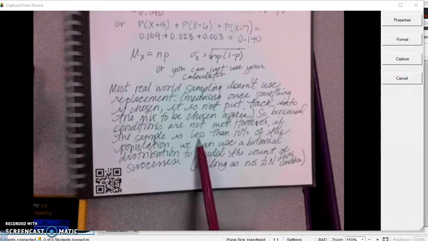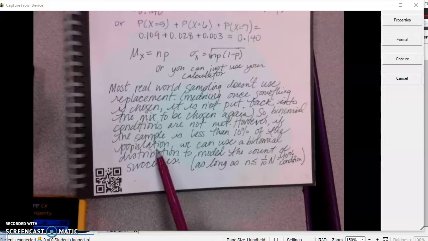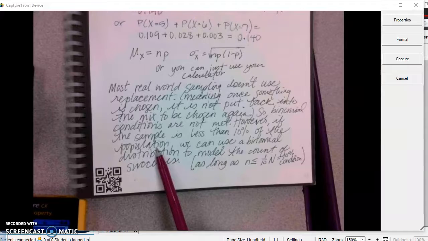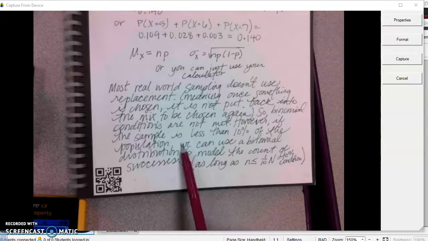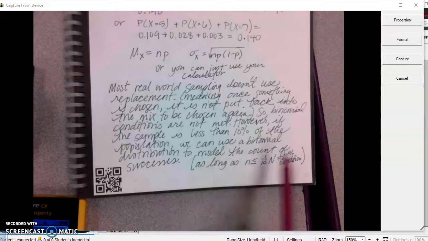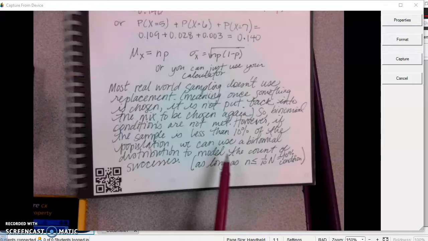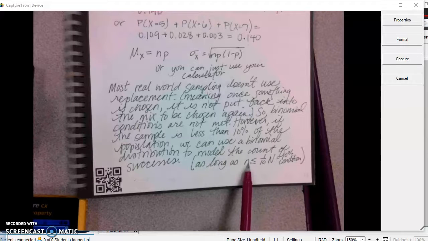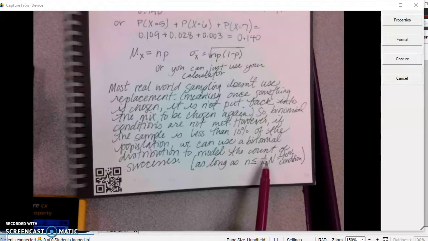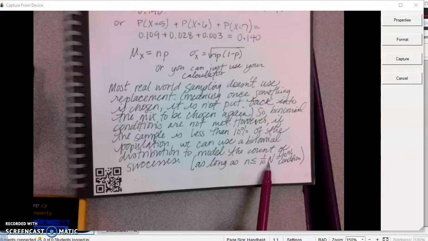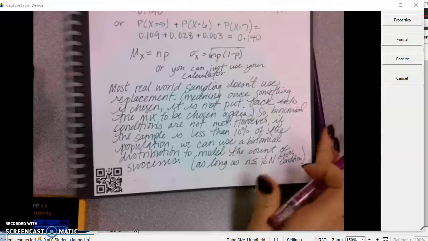However, if the sample is less than 10% of the population, and 7 elk is going to be less than 10% of the total population of elk, we can use a binomial distribution to model the count of successes. And so as long as lowercase n is less than or equal to 1/10 times capital N, the total population, it meets the 10% condition, and we can use a binomial distribution.